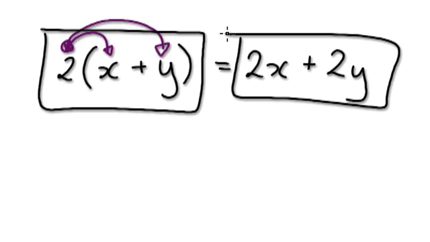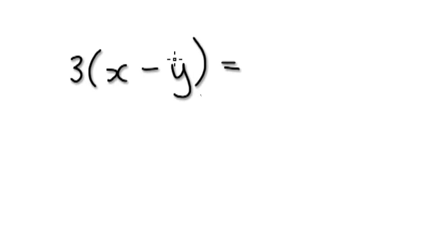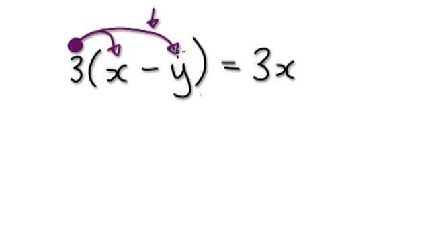Okay, so let's do this one here. Here you've got a minus, so be careful. Again, get this times this, which is 3x. And now get the 3 times the y, but remember there's a minus here, so it's going to be minus 3y.